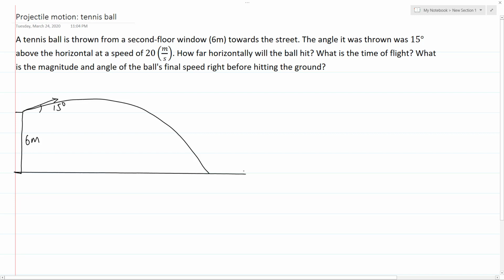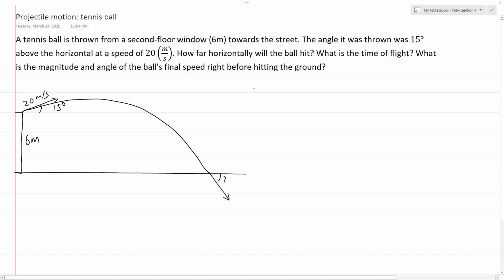Okay, here's a ruler. Alright, so at the end of that travel, we want to know this velocity, which is pointing downward. What is the angle here? And what is the magnitude? And the magnitude of the initial velocity is 20 meters per second.